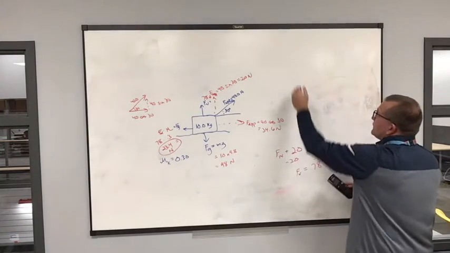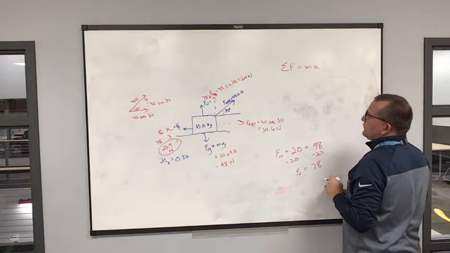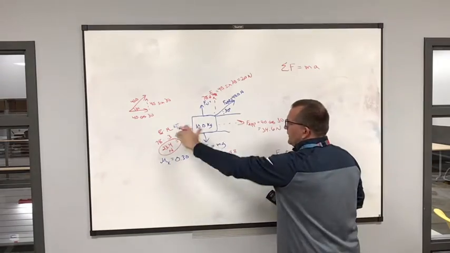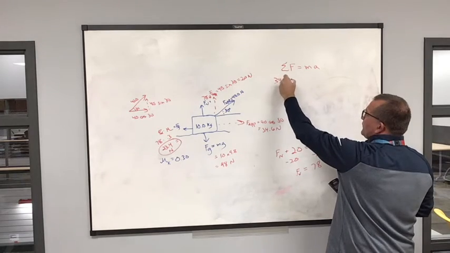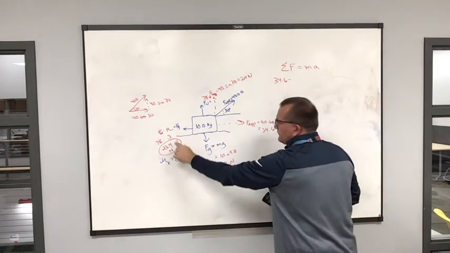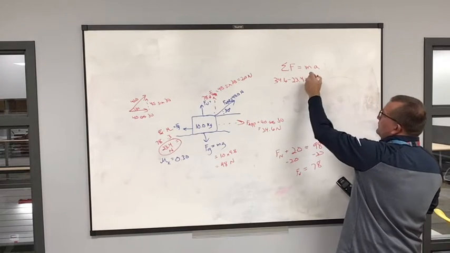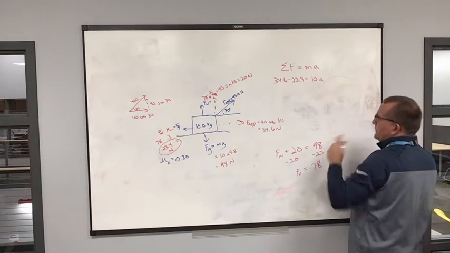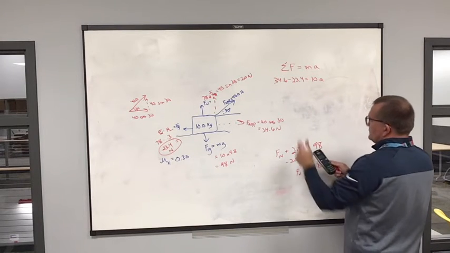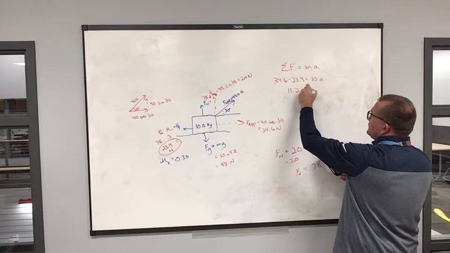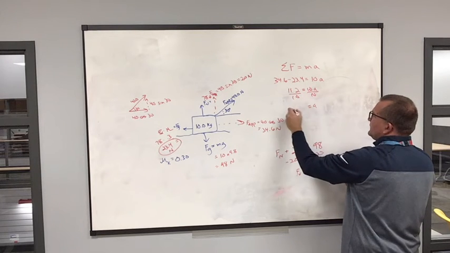Now to find the acceleration, the sum of my forces is ma. We're just talking about the horizontal. I take 34.6, my applied force, minus my frictional force of 23.4, and that should equal my mass times my acceleration, which is 11.2 equals 10a. Divide both sides by 10. My acceleration is 1.12 meters per second squared.